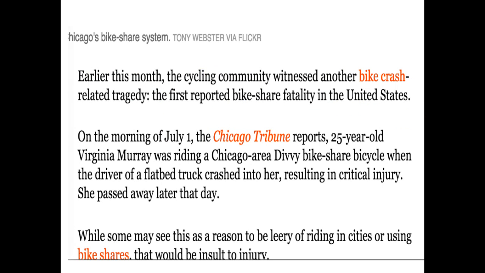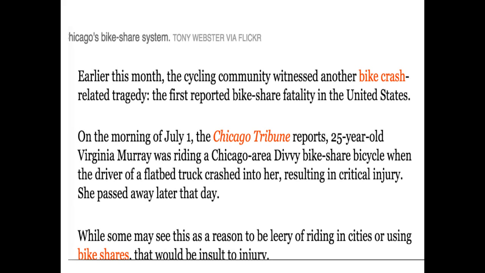When I click on it, this is what the article says. Earlier this month, the cycling community witnessed another bike crash-related tragedy, the first reported bike share fatality in the United States. On the morning of July 1st, the Chicago Tribune reports 25-year-old Virginia Murray was riding a Chicago area Divvy bike share bicycle when the driver of a flatbed truck crashed into her, resulting in critical injury. She passed away later that day. While some may see this as a reason to be leery of riding in cities or using bike shares, that would be insult to injury.